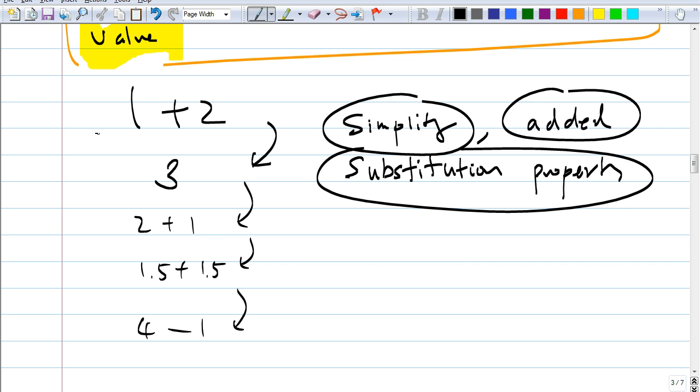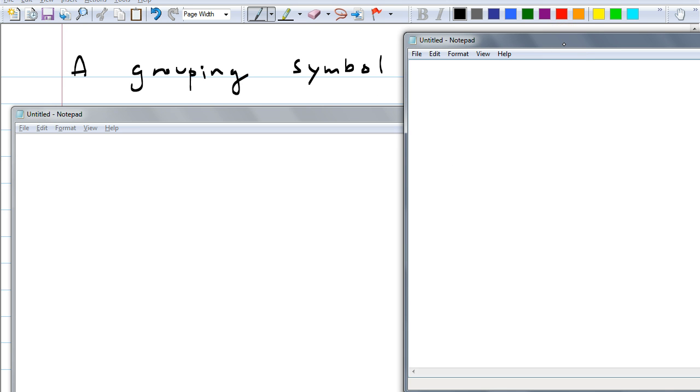So when you write it like this, you're using the substitution property. Substitution principle, I said principle. Does that make sense? You guys get that? So when you go from 1 plus 2 to 3, or 3 to 2 plus 1, or 2 plus 1 to 1.5 plus 1.5, or 4 minus 1, we're all using the substitution property. Not method, substitution property. Substitution method is something else. Okay, are we good? Now we're finally ready to talk about grouping symbols and what to do with them and so forth.